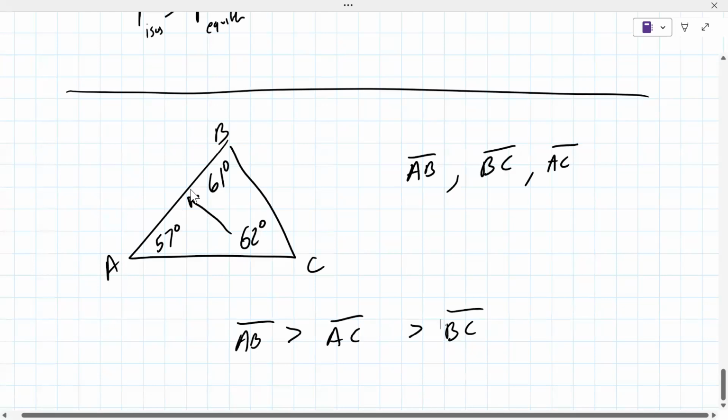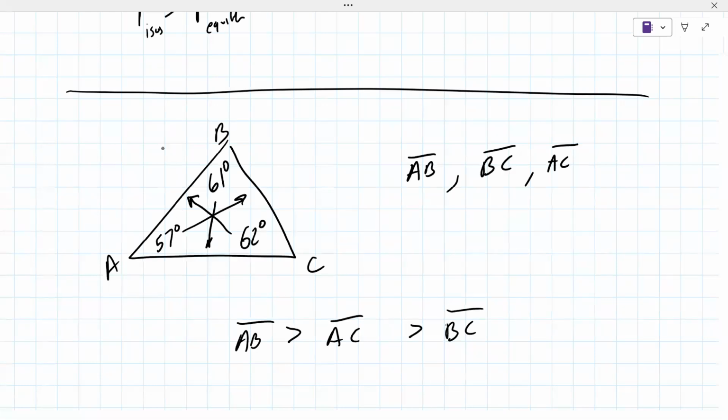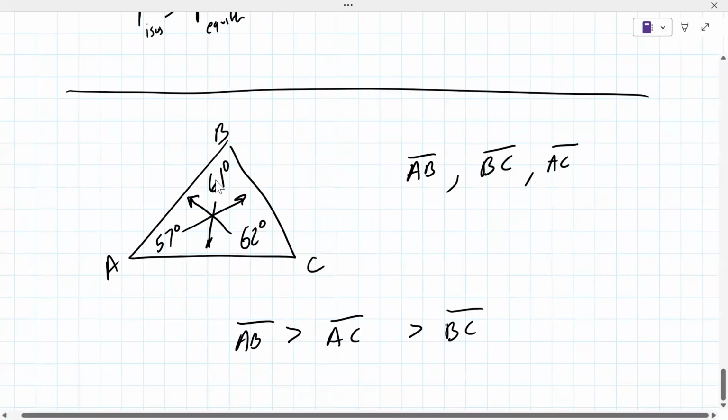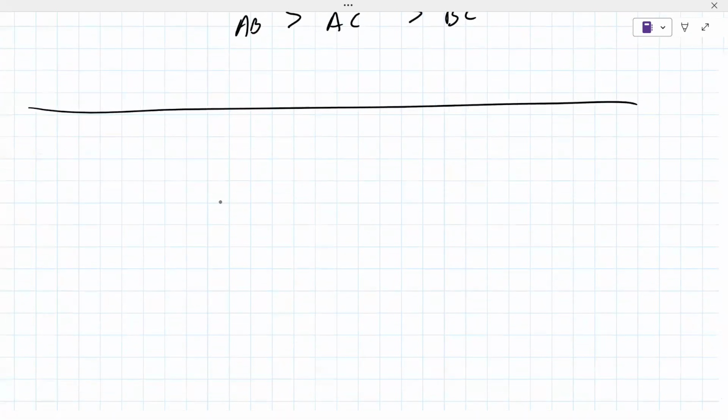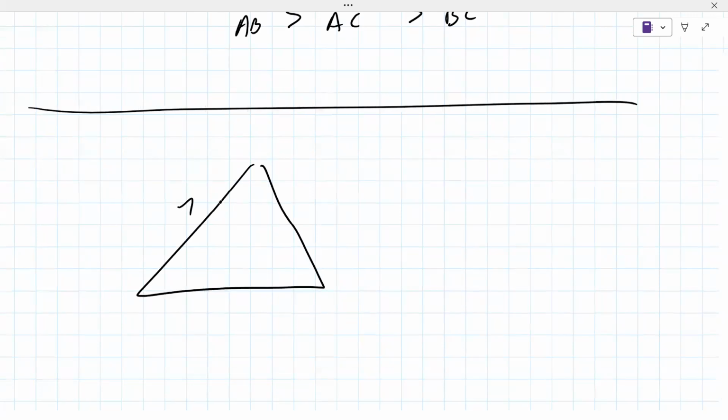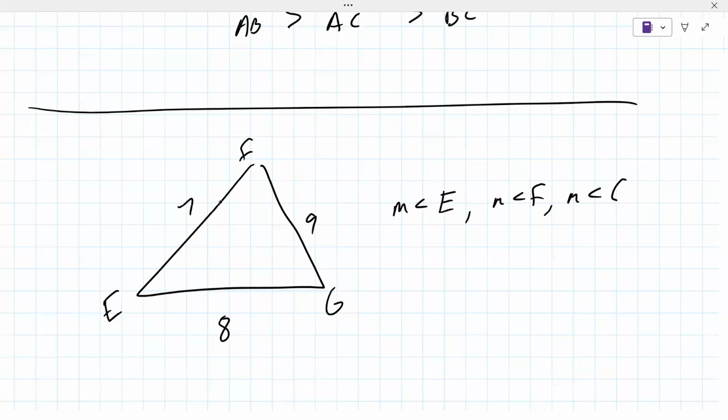Okay. Do you feel like you understand now how you would do a problem like this? Yeah. Okay. So the other type of problem that you will see is they'll give you a triangle and they'll tell you that the sides are 7, 9, and 8. The vertices are E, F, and G. And you have to figure out which angle measure is the biggest or which is the smallest, and they'll say to put it in order. Does that make sense? Yeah.